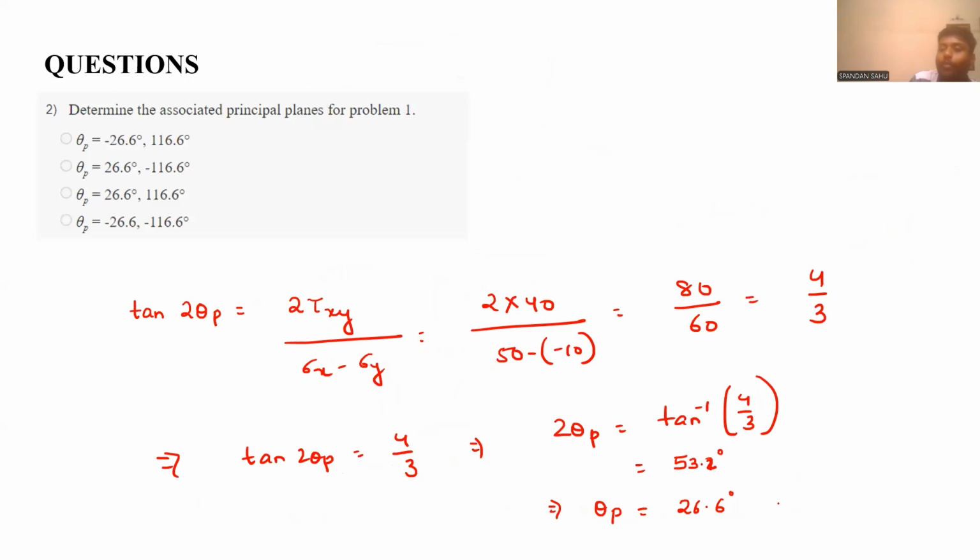And one more angle will be there, because there are two principal stresses. So two principal planes will come, which are supposed to make an angle of 90 degree between them. So the other principal plane will be how much? It will be 26.6 degree plus 90 degree. So it will be 116 point something. Correct?